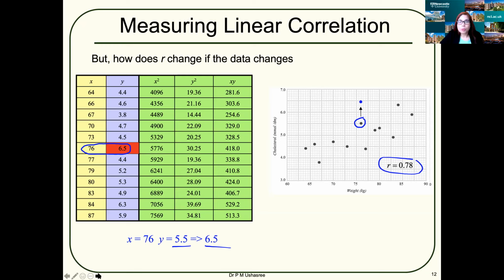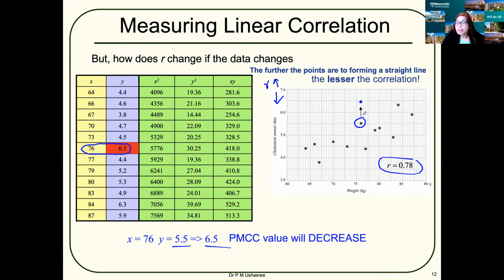So what do you think will happen to the R value? Will the R value, that is PMCC, increase or will it decrease? Good. Yes, the PMCC value will decrease. Why? Because the points are moving away from the straight line. For example, if this is your straight line, the point is moving away from the scattered points, isn't it? So the further the points are from forming a straight line, the lesser the correlation.